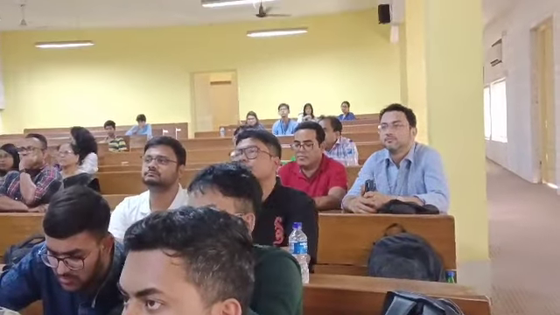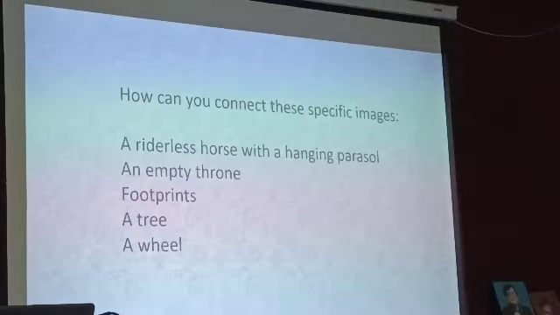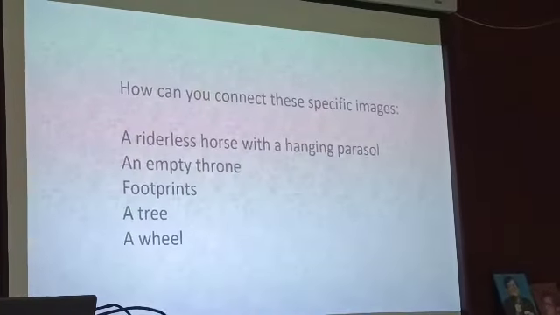It starts with you. Come on. How can you connect these specific images? A riderless horse with hanging parasol, an empty throne, footprints, a tree, and a wheel.